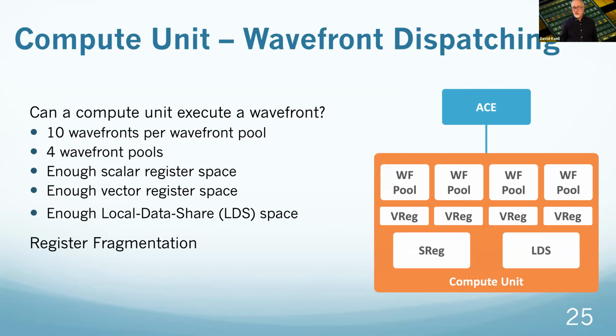Can a compute unit execute a wavefront? Well, it can. So we basically have sets of rules that allow for when we can actually compute a wavefront. There's 10 wavefronts per wavefront pool and four wavefront pools. We have to make sure there's enough scalar register space, vector register space, enough local data share space. So all of these things we have to ensure before we can actually run that wavefront. We also have to worry about register fragmentation here as well.